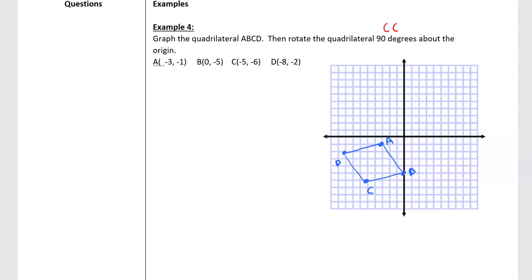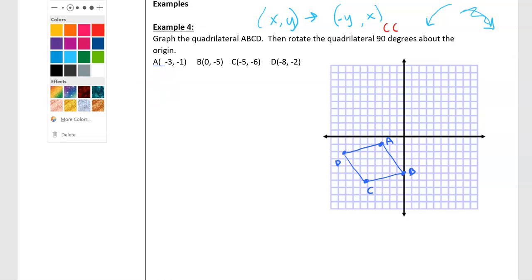Okay, I need to do, for every XY, they switch, and then counterclockwise travels to the right. Oh no, that's clockwise. Counterclockwise travels to the left, so the number on the left is negative. All right, so that means, let me try to put it underneath it if I can write small enough.